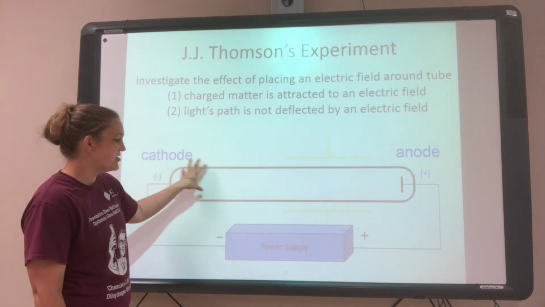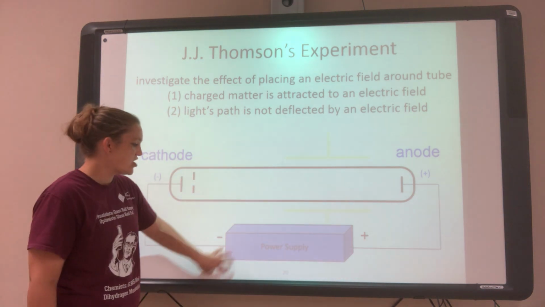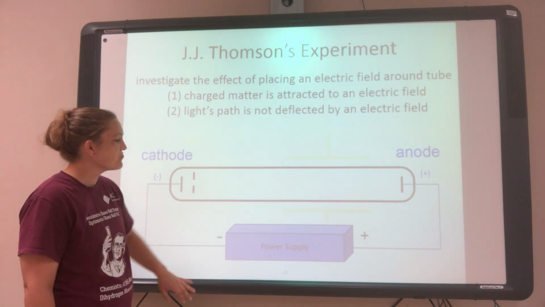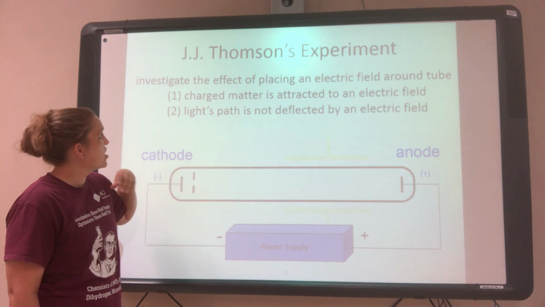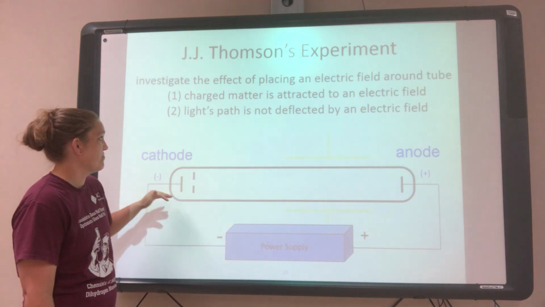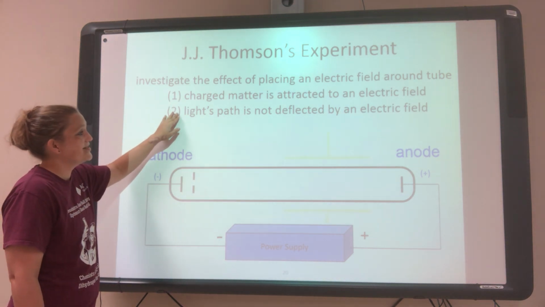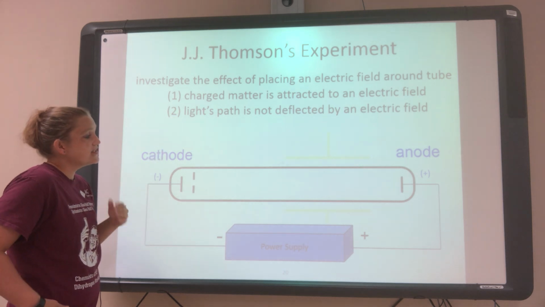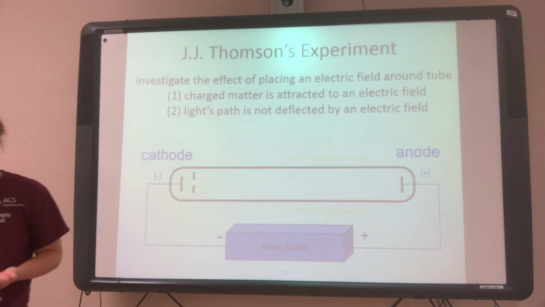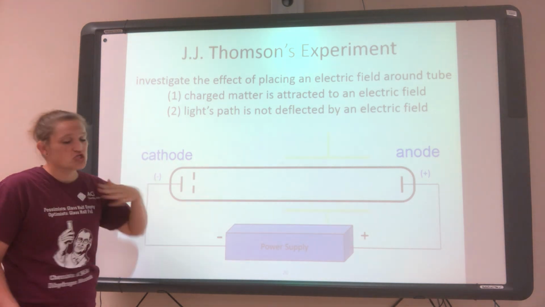So here's kind of a diagram of my cathode ray. So you got your two metal electrodes, you have your power supply, and then your tube. So there's two options that the cathode ray could be. It could be some sort of charged matter, or it could just be light. And so he wanted to test to see what would happen. And so his theory was if it was light, then it should just go straight through.